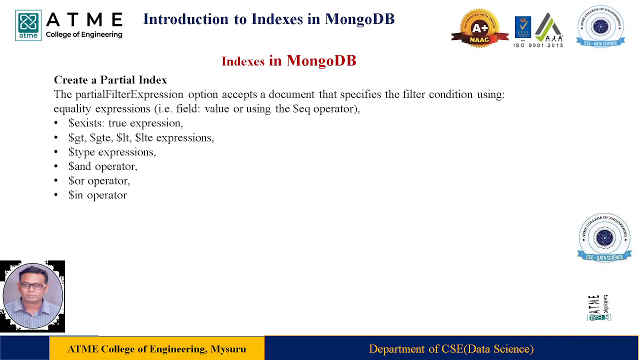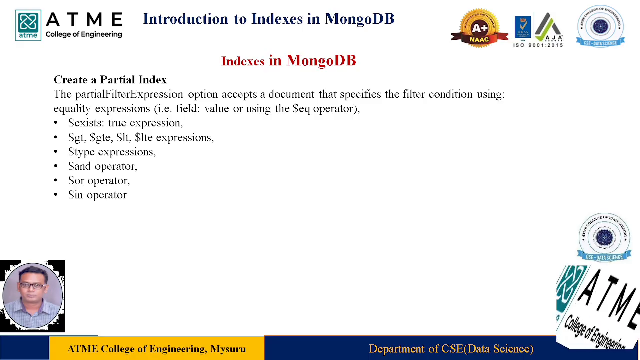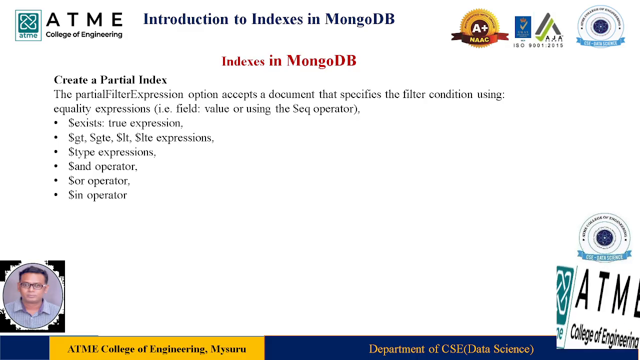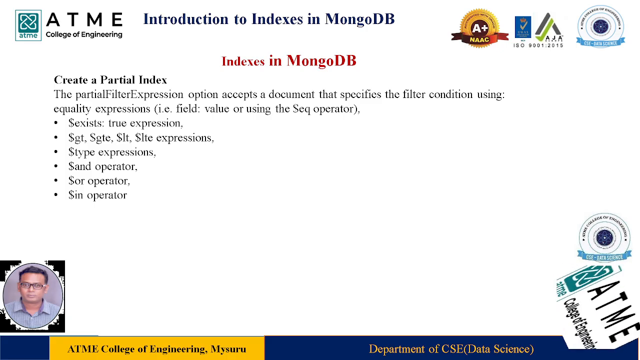So here is a create partial index. The partialFilterExpression option accepts a document that specifies the filter condition using equality expressions, that is field: value or the $eq operator. The following operators you can use: the $exists operator (exists: true), $gt, $gte, $lt, $lte expressions, that is comparison operators, $type expressions, the $and operator, or $in. These operators can be used in partial filter expressions.